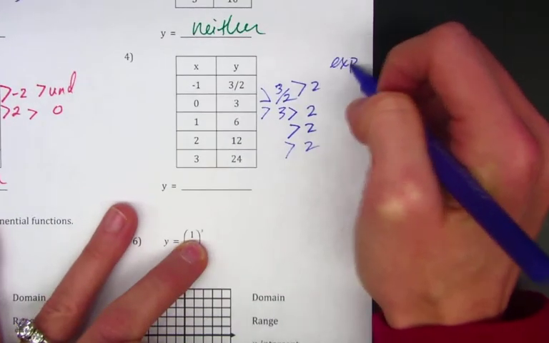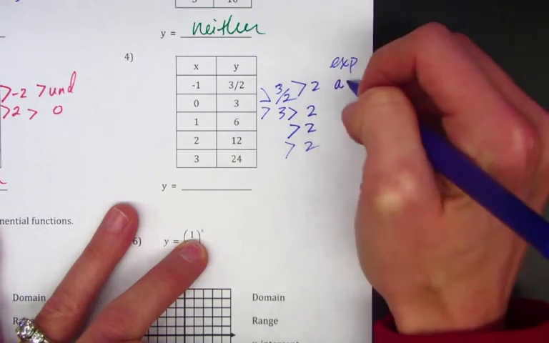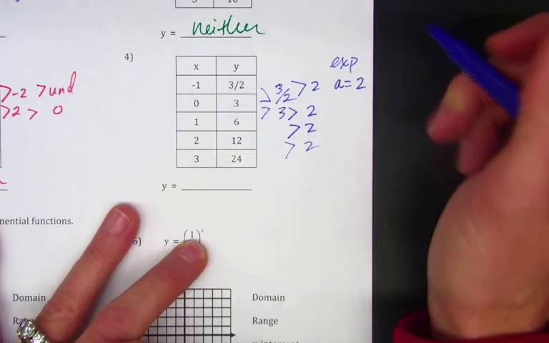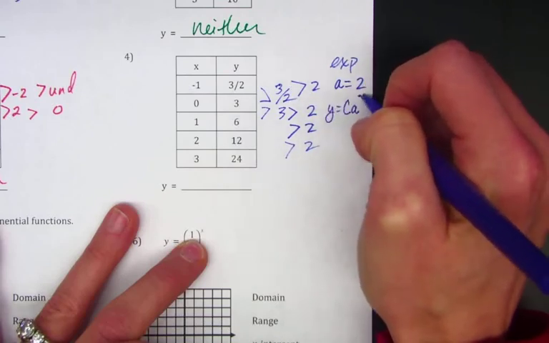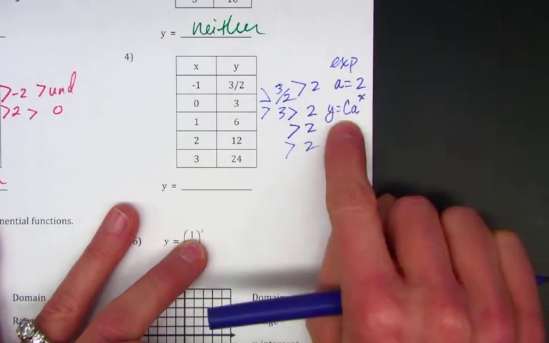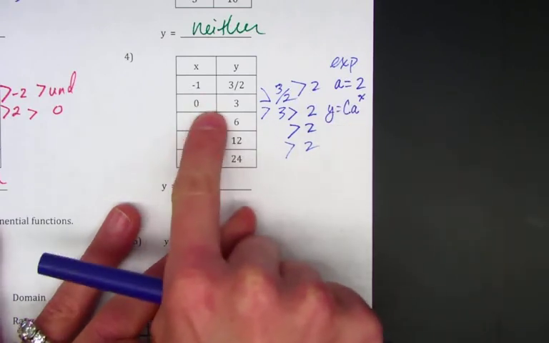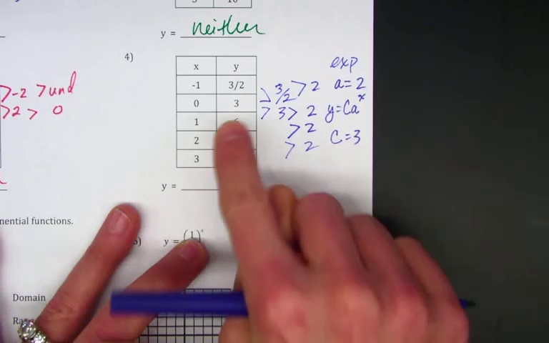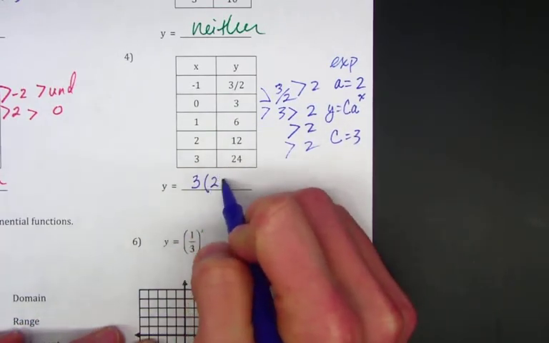Okay, and what we have is the base. So I know that the base a is 2. For exponential functions, if you recall, it's y equals c times a to the x. So I know a. c is my initial value, and you get that from the intercept here. So we know that c equals 3. So this is going to be 3 times 2 to the x power.